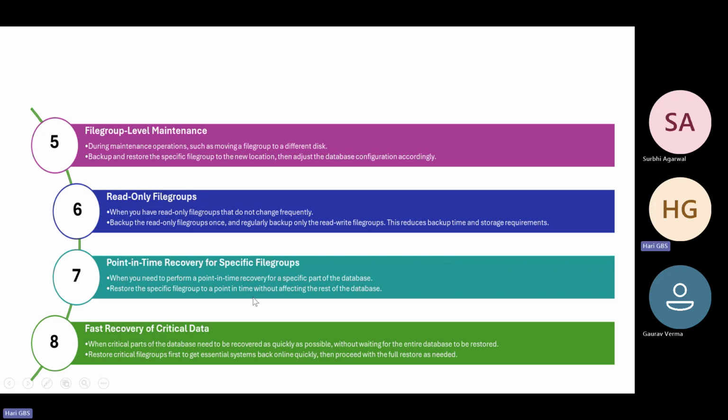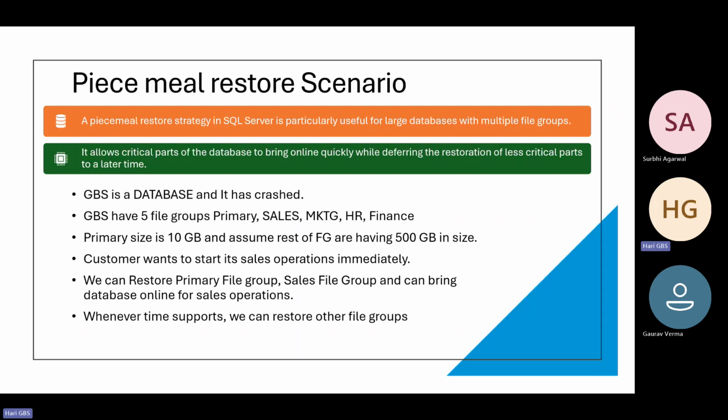If you want to maintain at file group level, you can do read-only file groups, you can restore, and point-in-time recovery at file group level also you can do. With the help of file and file group restores, you can quickly recover the data. These are the advantages. We will see piecemeal restore, then you will understand what I am talking about.